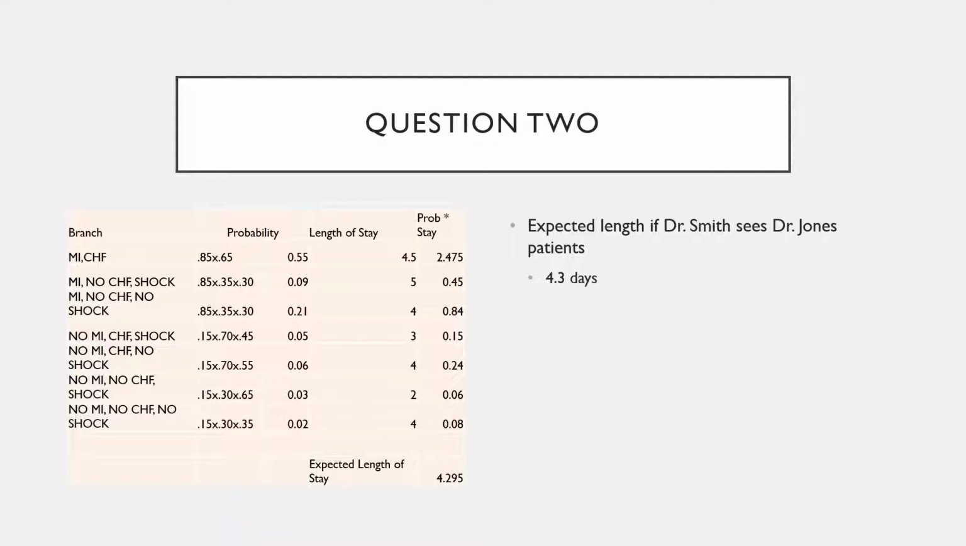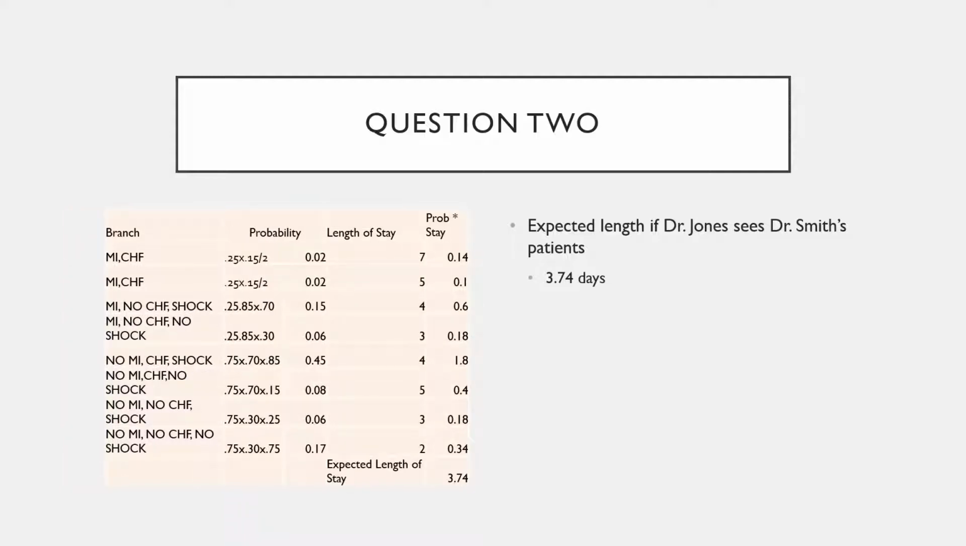Then we do the same throughout the rest. So to get the expected length of one doctor's stay for another doctor's patients, we use the same length of stay for the doctor, but we just use the other doctor's probabilities.